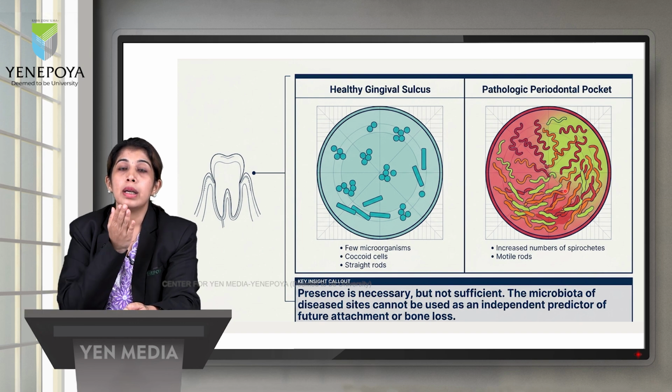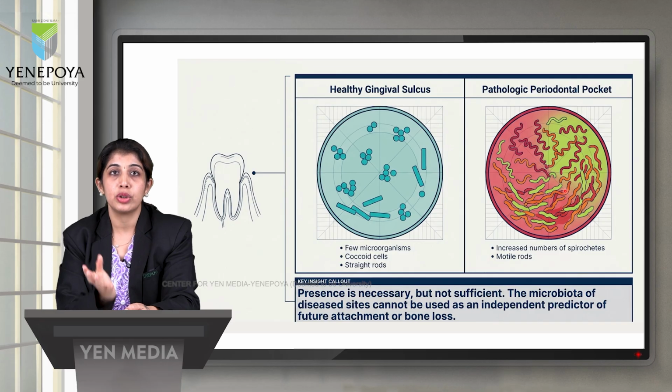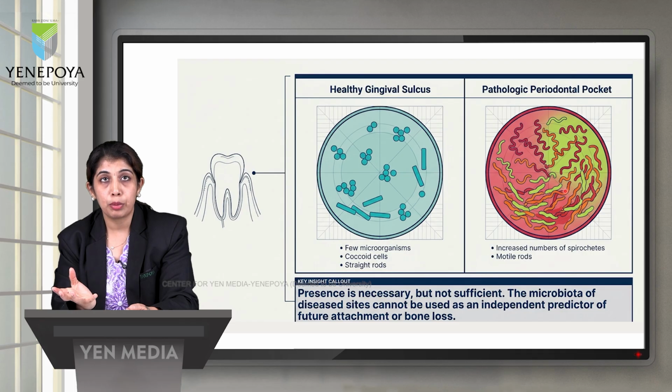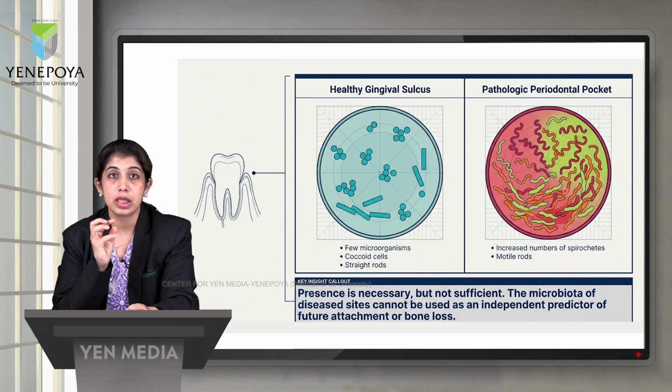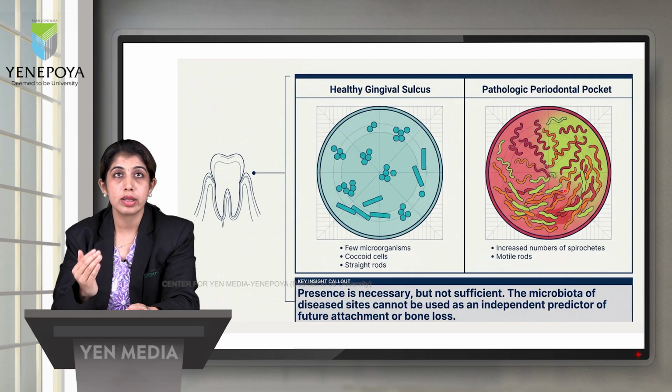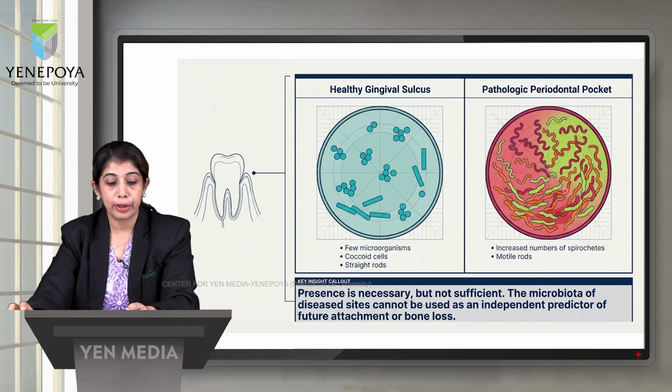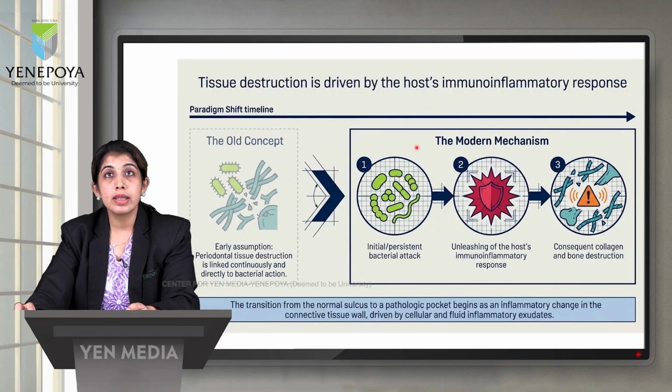That is where your plaque hypothesis comes into the picture. You have a specific plaque hypothesis, a non-specific plaque hypothesis, and an ecological plaque hypothesis. All these hypotheses tell you that it's not just the bulk of microorganisms that is causing the periodontal pocket and periodontal disease. So what is the old concept?